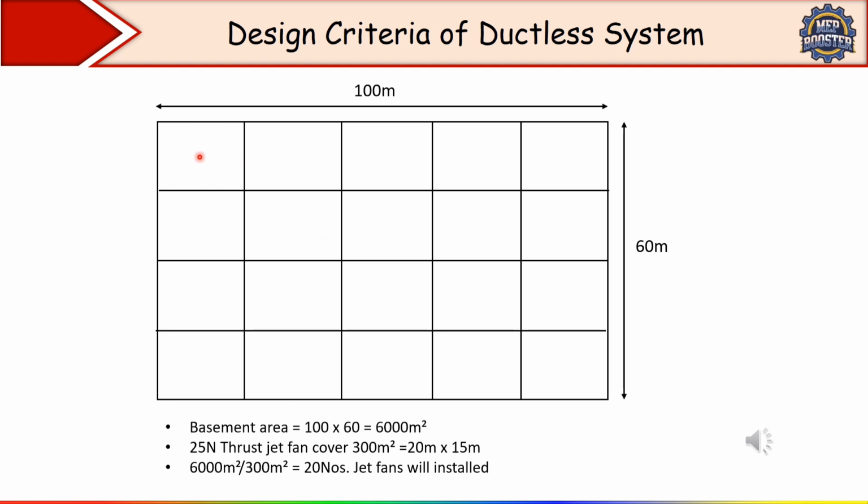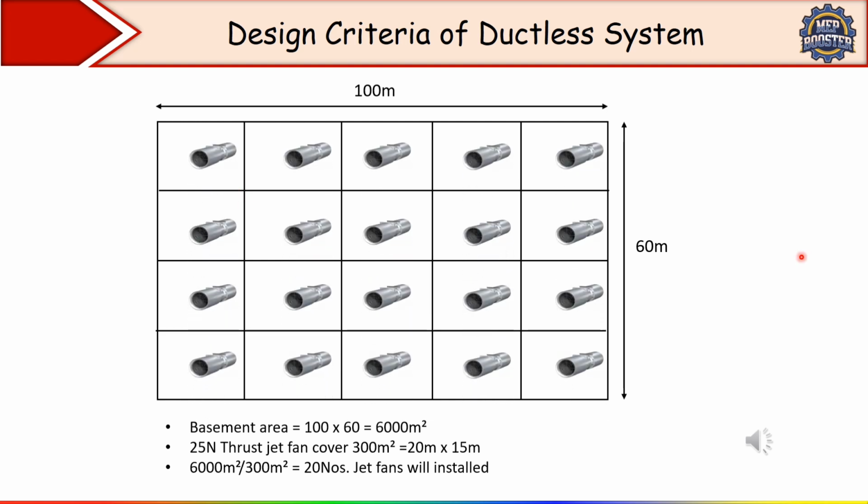So suppose here I have done, see, 1 2 3 4 5 6 7 8 9 10, 20. Okay, you have to install them horizontally, 5 fans in a row and 4 fans in a column. It means one fan can throw 20 meter here and it can cover 15 meter in this vertical direction. So see how we can install it. In this way we have to install the jet fans.